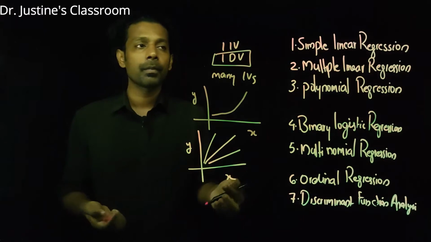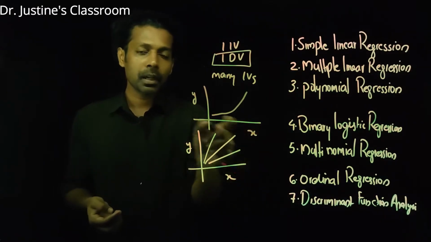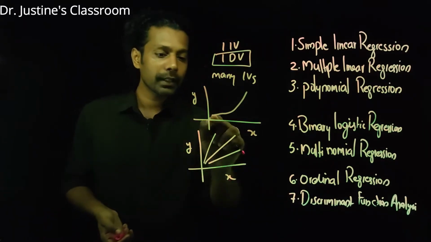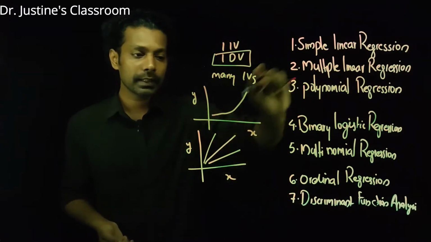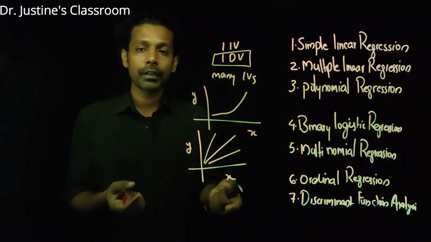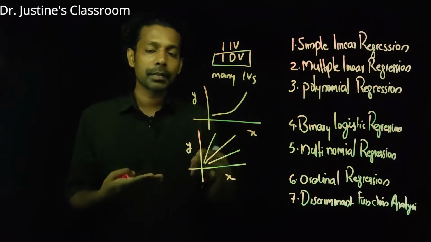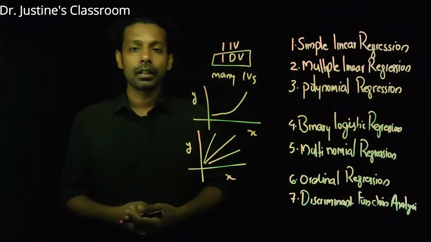Maybe, for example, what if you try to find out the relationship between time and the number of cases reported for COVID-19? Now you will find that there would be an exponential growth after a point of time. So you won't get a straight line relationship. It's a curvilinear relationship. So if you want to find out the relationship between x and y, and you believe that the relationship is curvilinear, your regression analysis will be polynomial regression analysis.